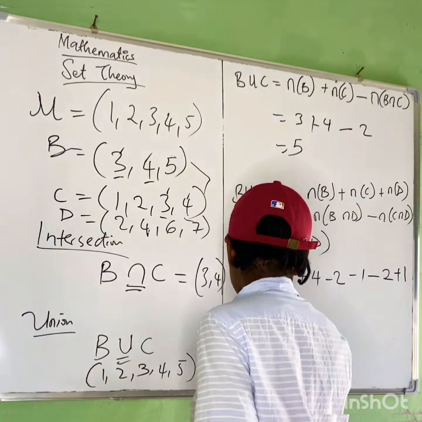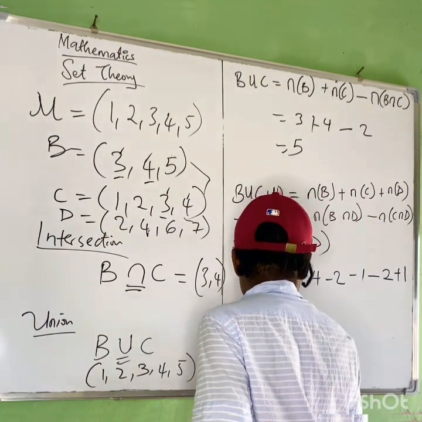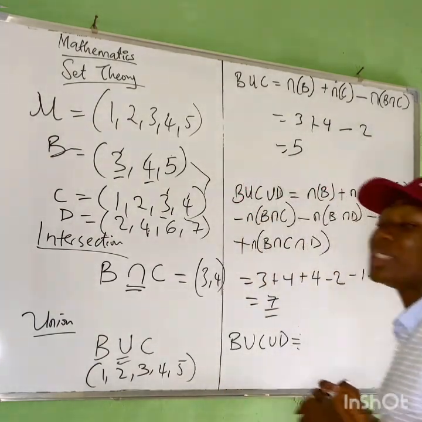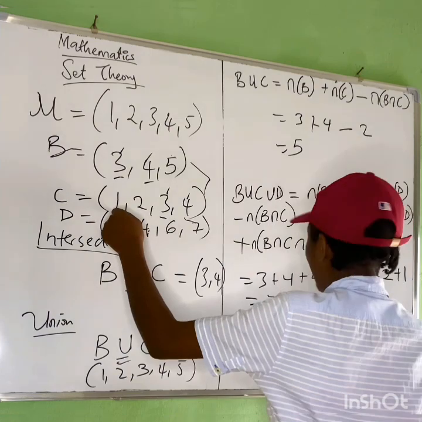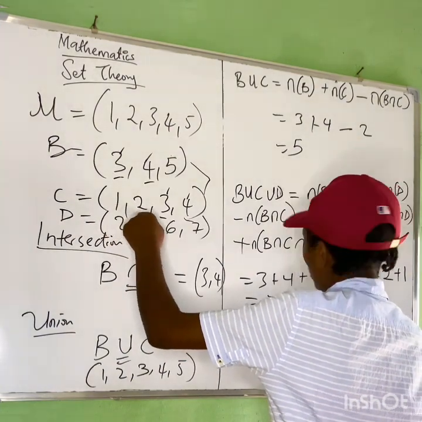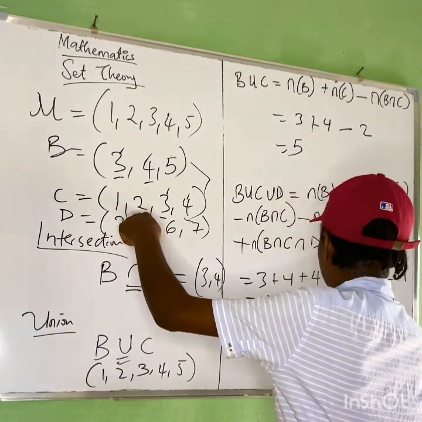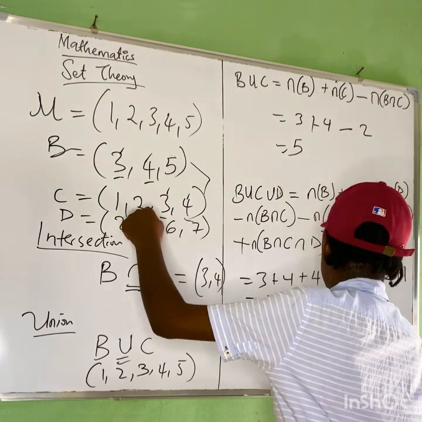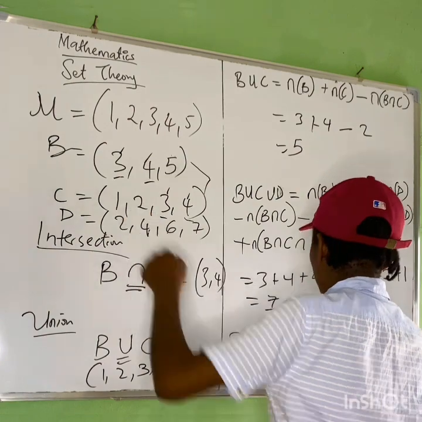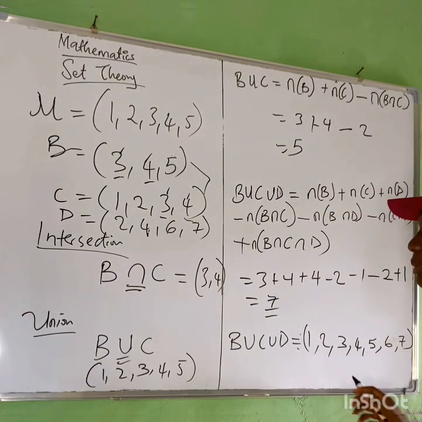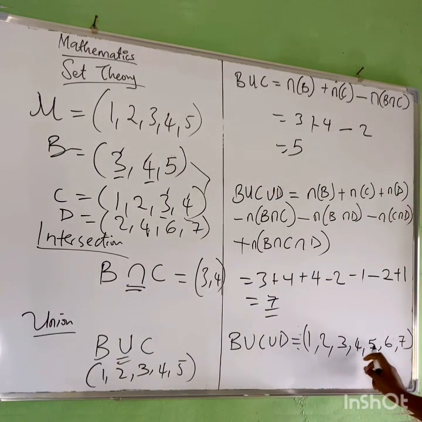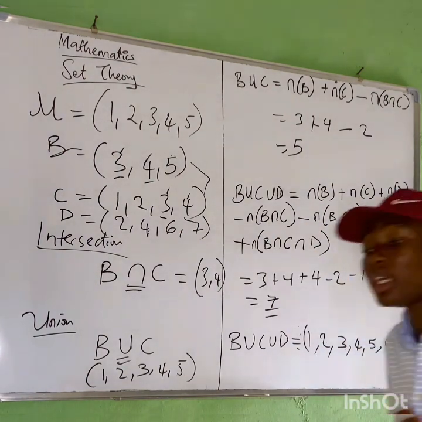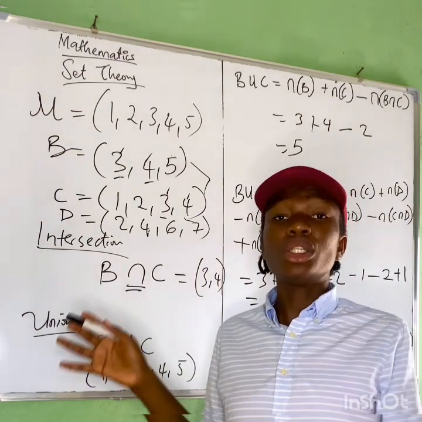When we want to have our B union C union D, we're going to be having what? Like I said, we're not repeating any element, right? So we have 1, 2, 3, 4, 5, 6, and 7. So by the time you count without repeating any element, we have 7. So this formula serves as a guide to tell us the number of elements that should be available in a union, all right?